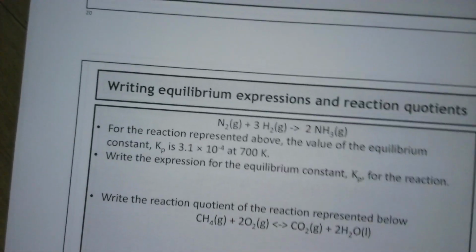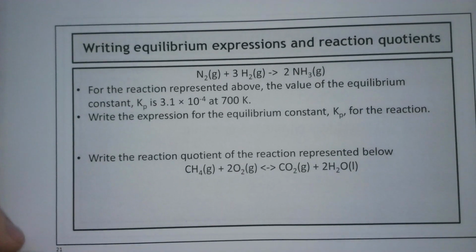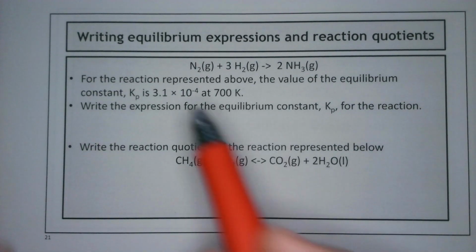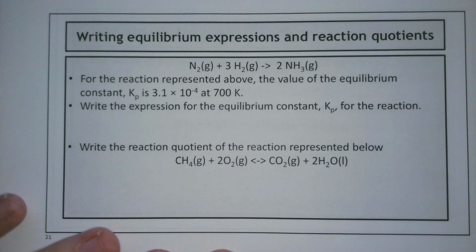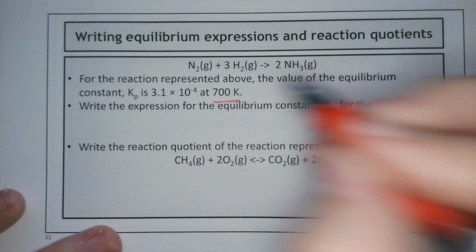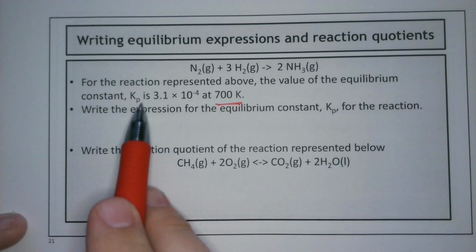All right, so next we have writing equilibrium expressions and reaction quotients. For the reaction represented above, the value of the equilibrium constant, Kp, is this. So it's just telling you the K at this temperature. You'll never need this. It's just trying to give you extra information. If you change the temperature, though, this changes.